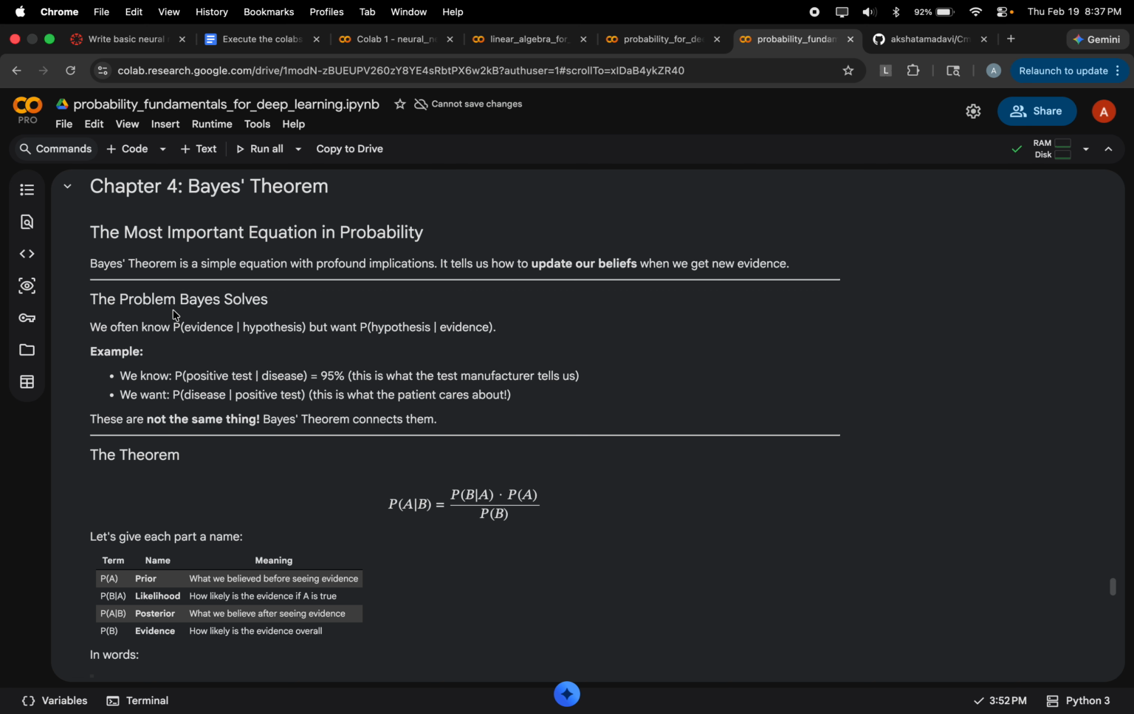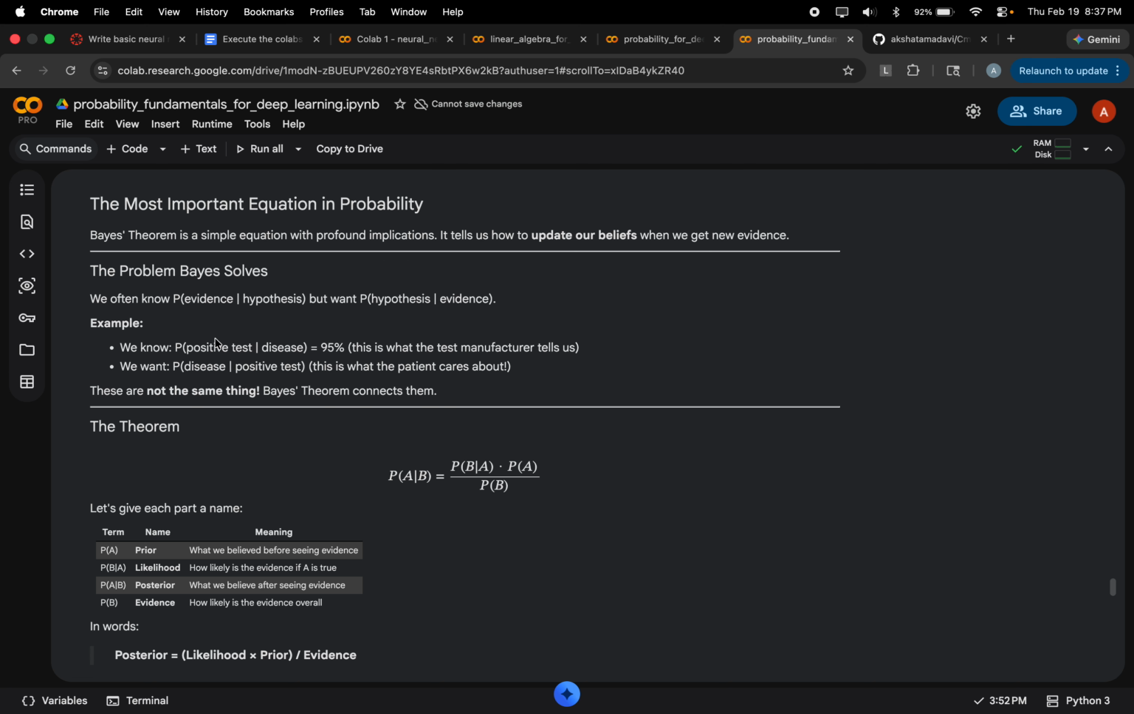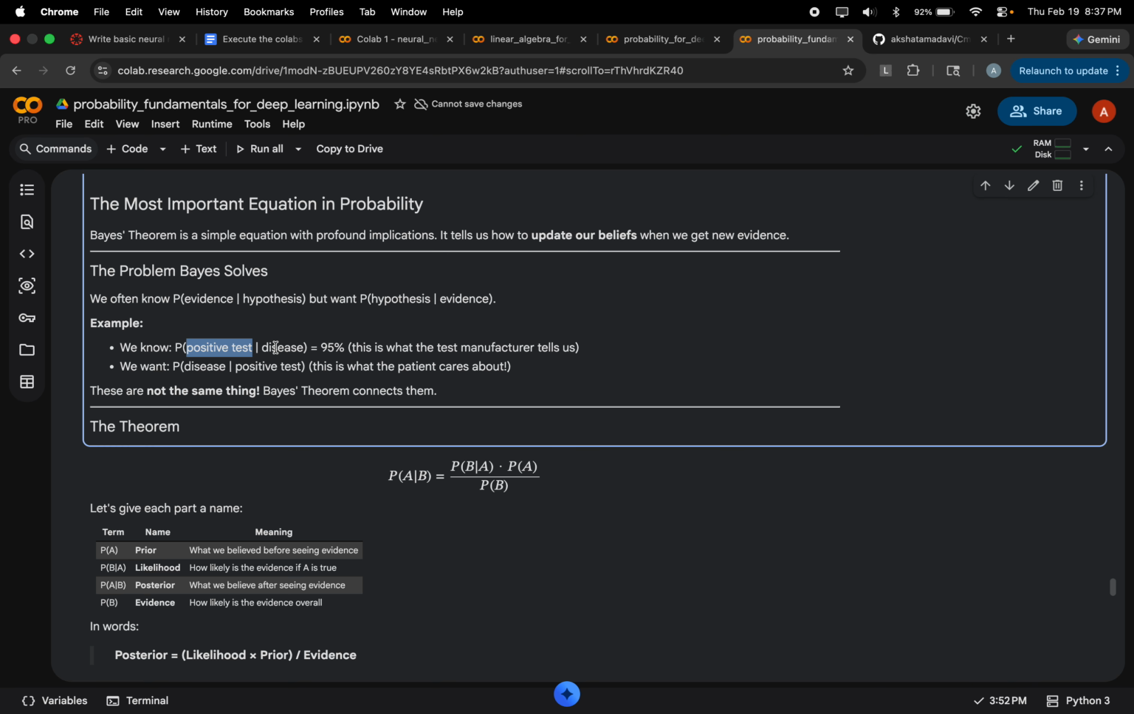It tells us how to update our beliefs when we get new evidence. We often know evidence given hypothesis, but want hypothesis given evidence. We know that the probability of a positive test given a disease is 95%. This is what test manufacturers tell us. But we want the probability of disease given the test came positive. This is what the patient cares about. So these are not the same things. Bayes' theorem connects them.